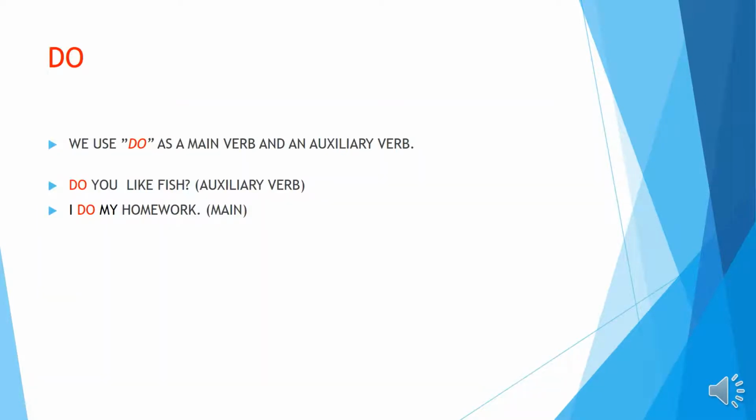Okay, so we use do as a main verb and as an auxiliary verb. An auxiliary verb is a helping verb. Do you like fish? Like here is the main verb. Do is the auxiliary verb. I do my homework. Do here is the main verb.